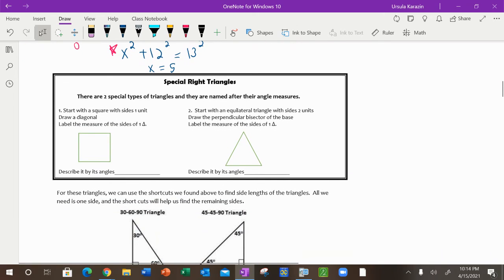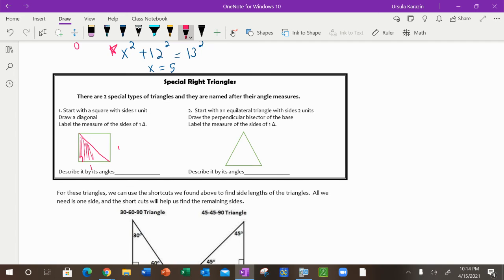All right, so the last thing is the special right triangles. I always like to give this little demonstration, and it may help you, it may not, but I do think some of you will find it helpful. If you start with a square and you say that each of its sides measures 1, because we can pick whatever we want as long as they're equal, and we draw a diagonal.